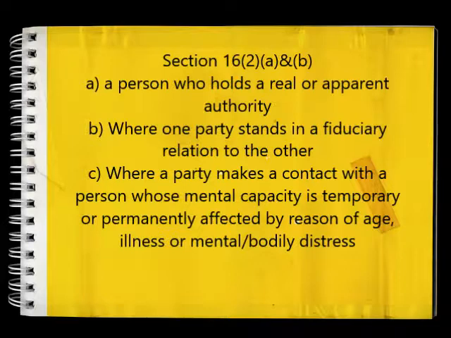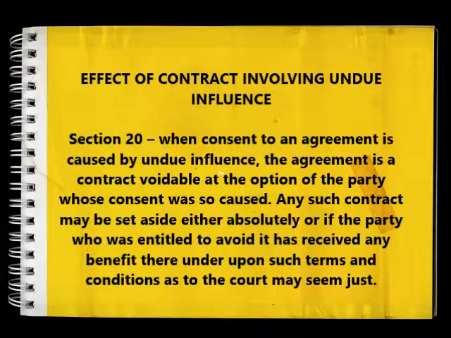Due to this domination of will by Rahim towards Sarah, Rahim has received an unfair advantage when he successfully made Sarah sell her motorbike that she never intended to sell. The legal effect of contract due to undue influence is explained under Section 20, whereby the contract is voidable, meaning Sarah has the right to choose whether she wants to stay in the contract or rescind it.